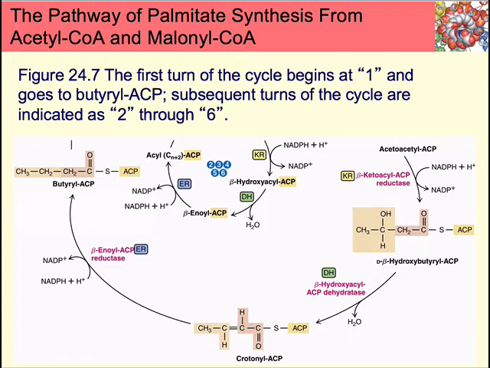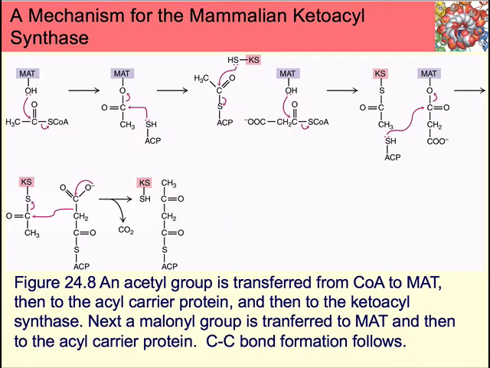This shows a mechanism for the mammalian ketoacyl synthase. A hydroxyl group on the malonyl acyl transferase attacks the carbonyl carbon of this thioester intermediate and forms this intermediate, which is attacked by the SH group of an acyl carrier protein to produce a new thioester as shown here. The ketoacyl synthase attacks that, while the malonyl acyl transferase attacks the carbonyl carbon, and the result is a new thioester formed on the ketoacyl synthase.